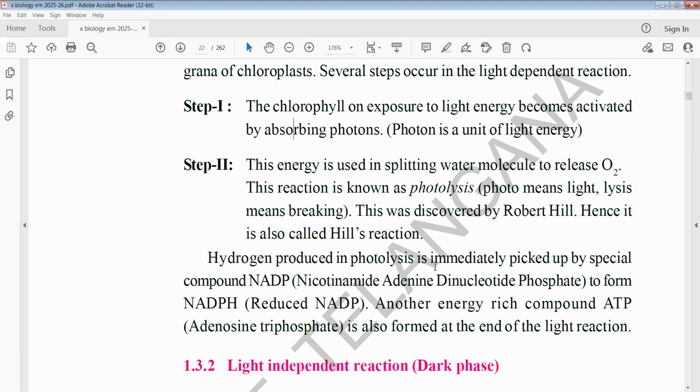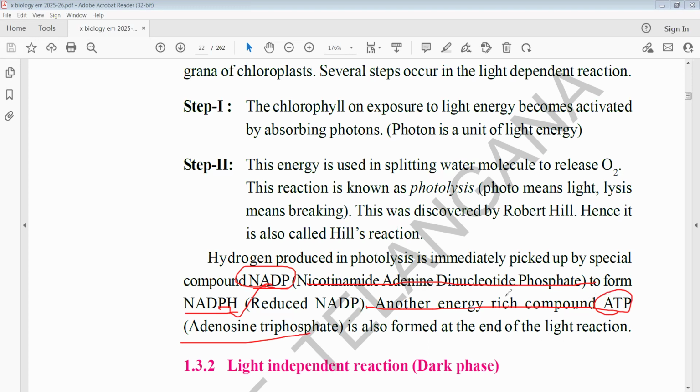The hydrogen produced in the photolysis is immediately picked up by compounds like NADP. The full form is nicotinamide adenine dinucleotide phosphate. When hydrogen is added to NADP, it is converted into NADPH. Another energy rich compound is ATP. ATP full form is adenosine triphosphate. It is also formed at the end of the light reactions.